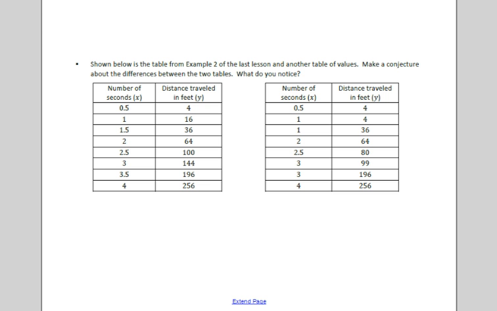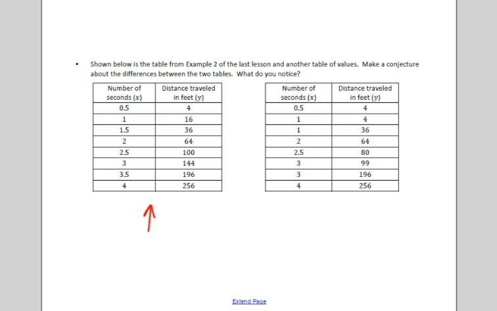This is just part of something that I added into the notes. Shown below is the table from example 2 of last lesson, another table of values. Make a conjecture about the differences between the 2 tables. What do you notice? Well, if I look here, each input has exactly one output.